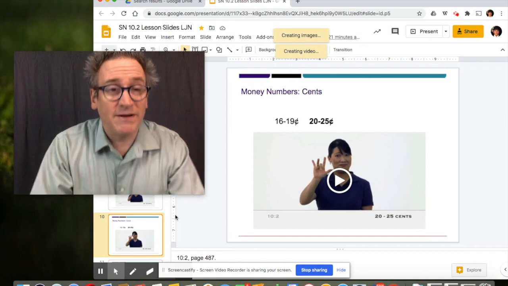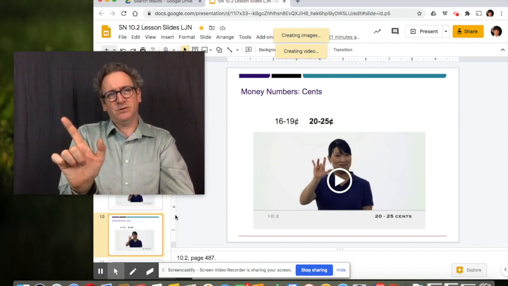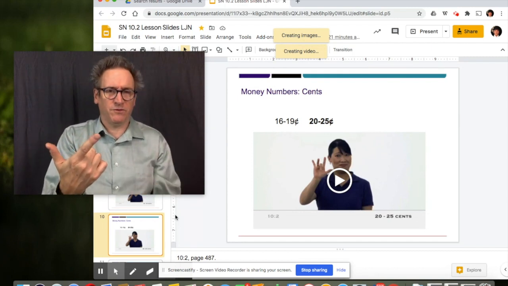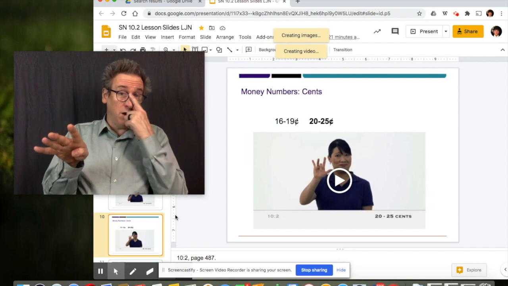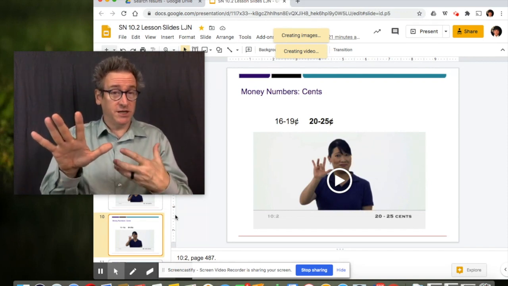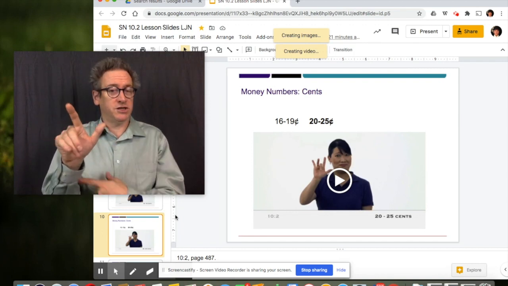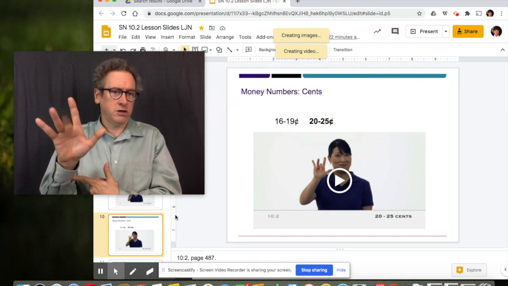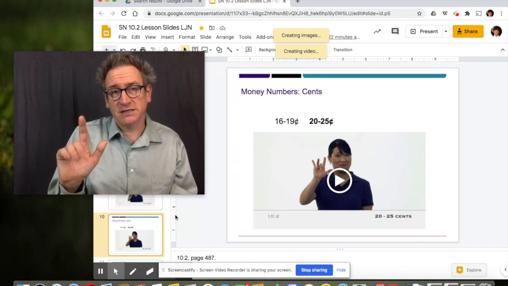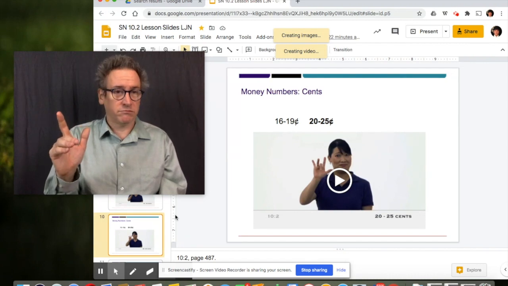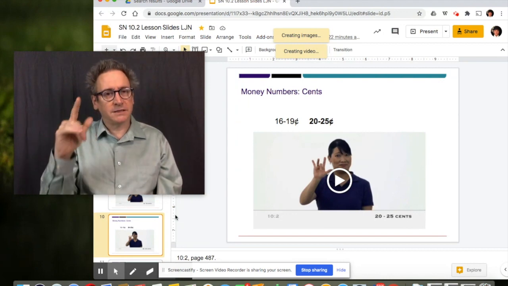Then 20 to 25. Now, cents, 20, cents, 21. I see it both ways. Some people do 21 this way, some people do 21 this way. Whatever feels comfortable for you. 22, 23, 24, 25. As you probably remember from counting, you can do 25, which is the old style, 2-5. You can do 25, which just repeats over and over again, or 25 with one finger moving, which I don't know where it came from. It's probably just easier than this. Moving one finger is easier than moving 4. So either one, 25 cents.